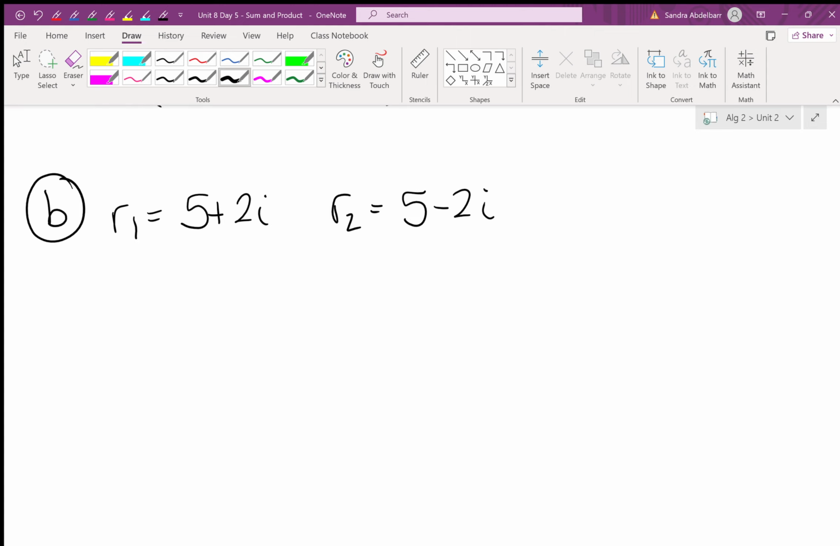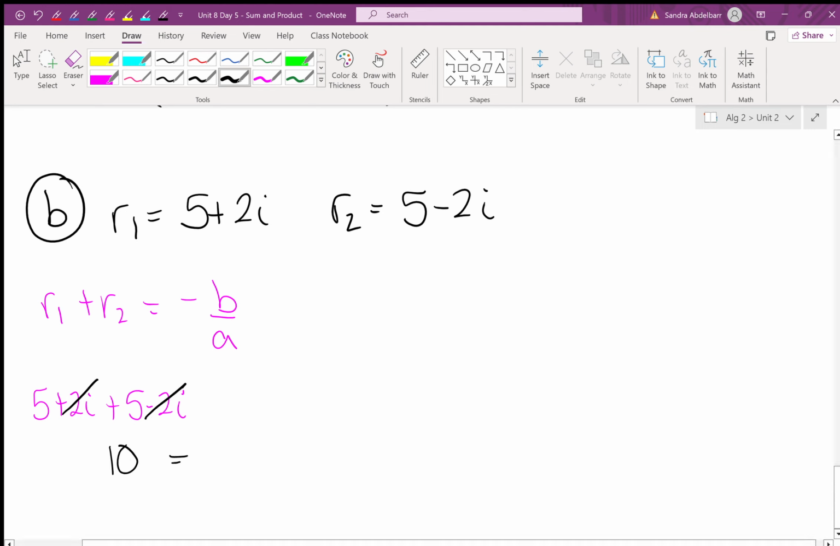I'm going to stick with the sum and product. We know root 1 plus root 2 is going to give us negative b over a. So I'm going to add these: 5 plus 2i plus 5 minus 2i. What happens with the 2i's? They cancel, so we're left with 10. So 10 equals negative b over a.